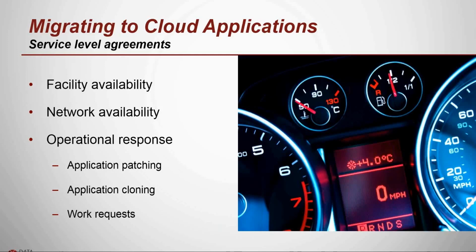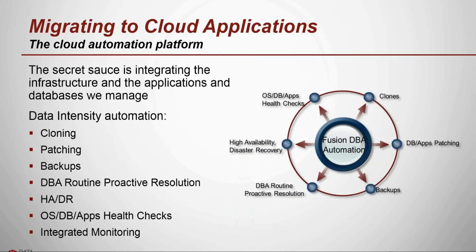And really one of our biggest pieces of secret sauce is integrating the infrastructure with the applications and databases we support. And any existing customers who are on the phone have probably heard me talk about this before, but the automation that we've built is key to our delivery infrastructure. And our automation includes things like cloning and patching, backups, proactive resolution of things like blocking sessions within the application, automation around high availability for operating systems, as well as disaster recovery and failover.